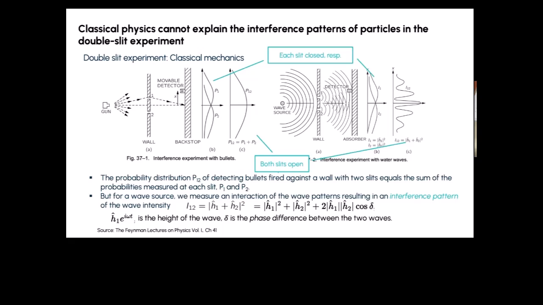Now, if you have a water source here, and you tap into the water regularly with a small hammer, you will get this undulation of the water waves. And now you have two slits again and a detector here. Now you see something fascinating. If you close one slit, you get this pattern, which is the same as the pattern you get with the bullets. But if you open both slits, you get what is called interference.